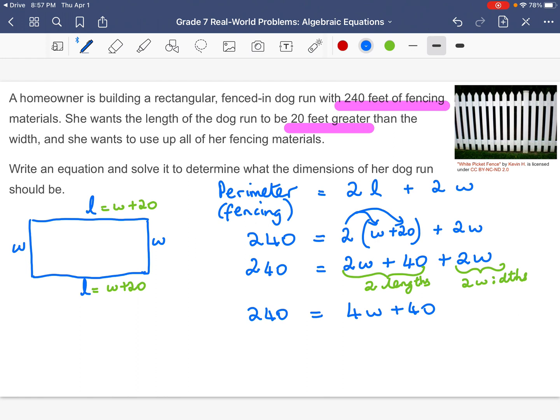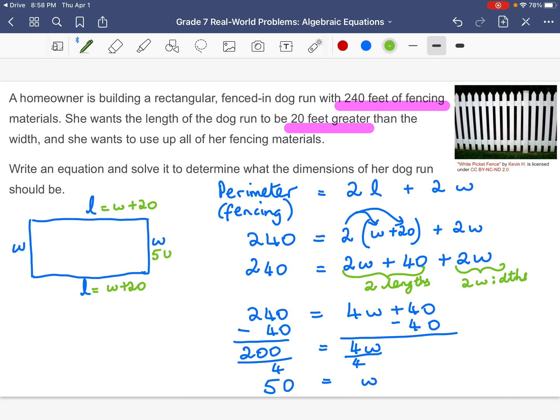Now I want to isolate my terms with variables on one side of the equation and my constants, my terms without variables, on the other side. So I'm going to subtract the 40 from here, and I have to do it on both sides. So now I get 4 width is equal to 200, and I'm going to divide both sides by 4, and I get width equals 50. So my width is 50, and 50 what? Let's go back and look at the problem. 50 feet.